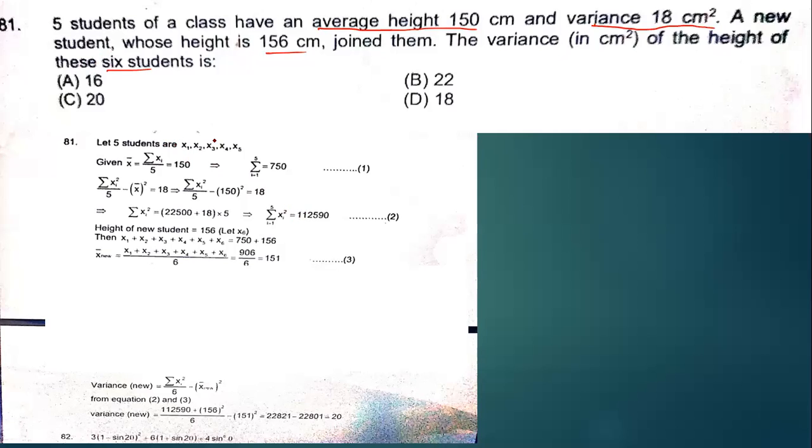Now see. Let us consider these 5 students x1, x2, x3, x4, x5. What is the average formula? X bar is equal to sigma xi by 5 is equal to 150. Now the total sum, sigma xi, is how much? 750. That is equation 1. Now the variance. What is the variance formula, anyone?